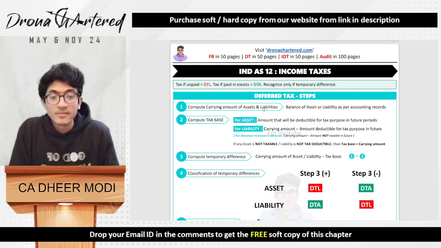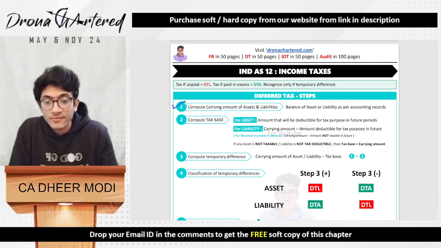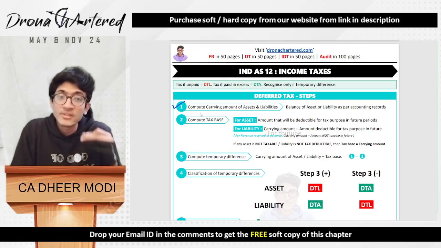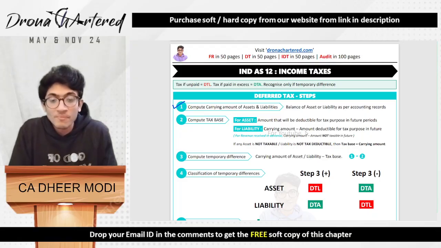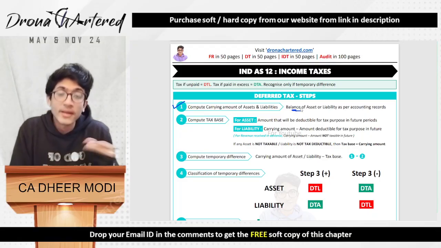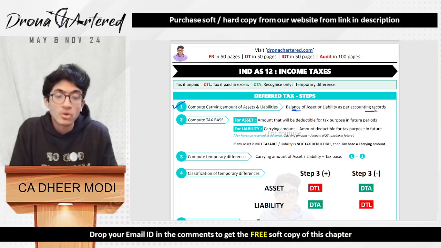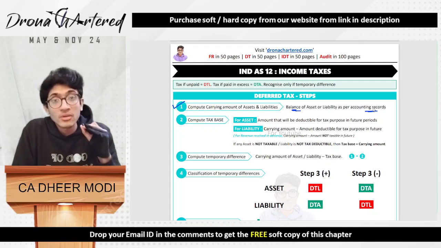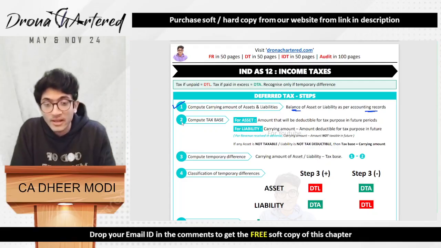So your steps for deferred tax. First step is to compute the carrying value of the asset or liability. Now, what is carrying value? Carrying value is the balance of the asset or liability as per the accounting records. As per the accounting record, what is the balance of the asset or liability? That means your book value.